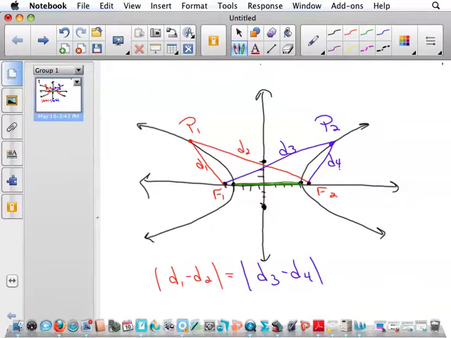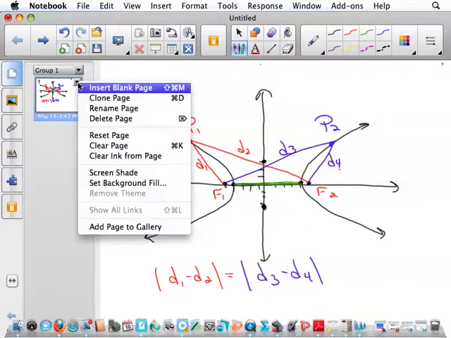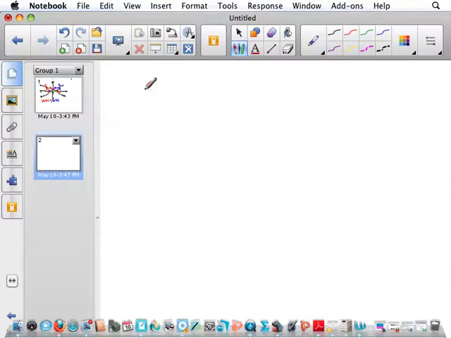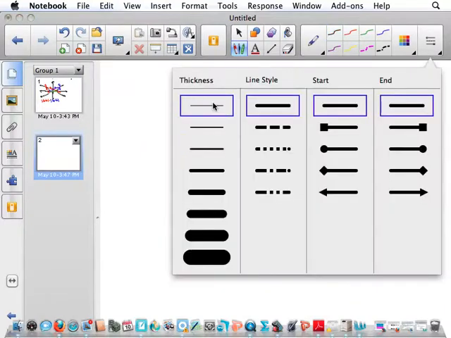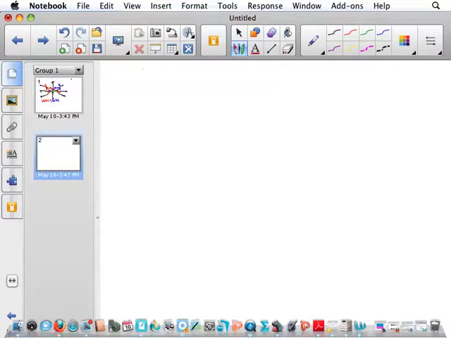Now, that's the definition. Let's go ahead and, can we insert a page here? And let's put some definition to the actual form of the hyperbola.